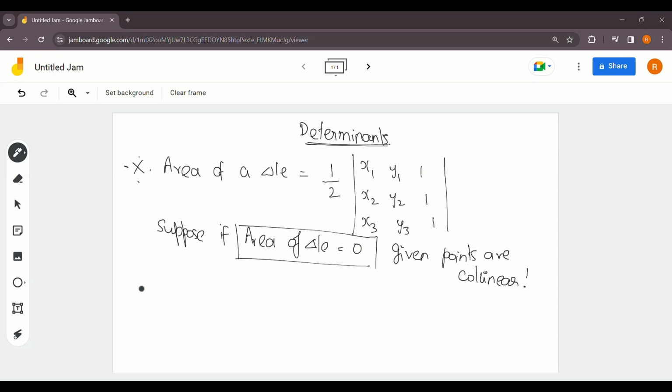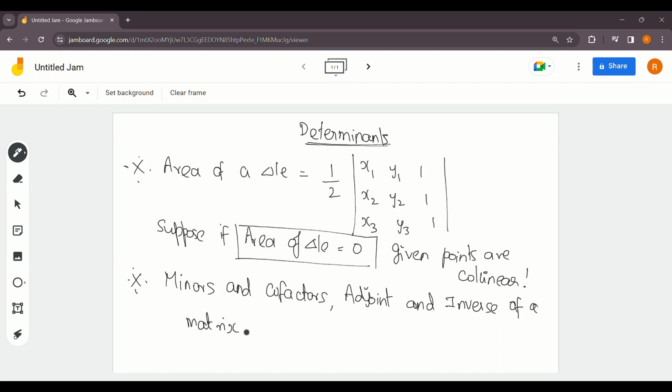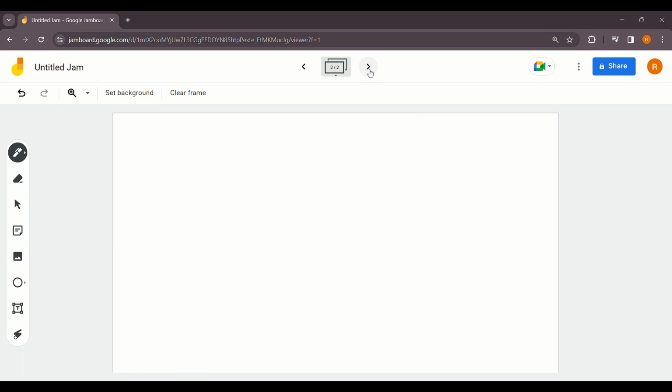Next, after this comes another important concept called minors and cofactors. In fact, I will club all these topics together: minors, cofactors, adjoint, and inverse of a matrix. Now, to understand this concept better, we will solve one question.